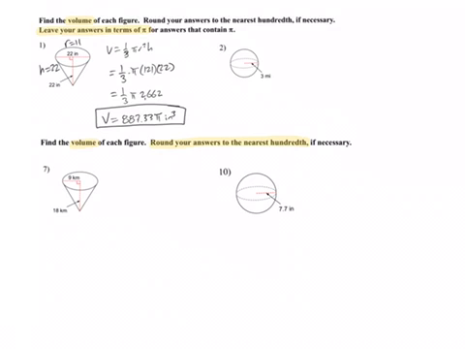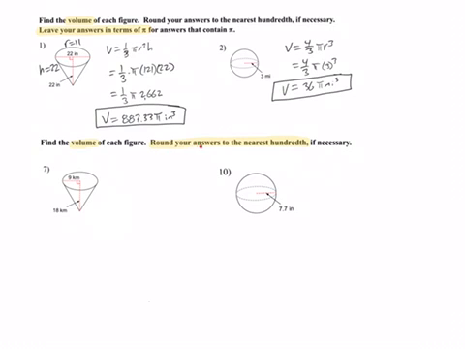Number 2, the volume of a sphere is equal to 4/3 pi r cubed. My r in this case is 3, so this is going to be 4/3 times pi times 3 cubed, which is 9 times 3, which is 27. Multiply by 4/3, and you get 36 pi miles cubed. That's volume.